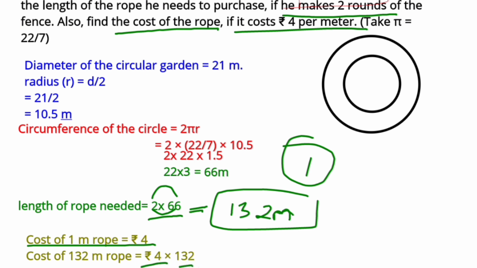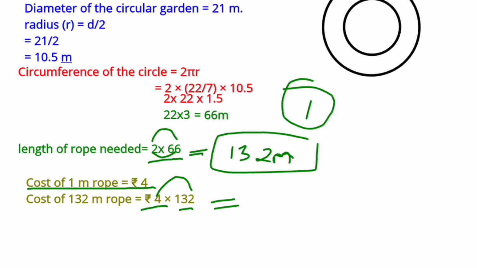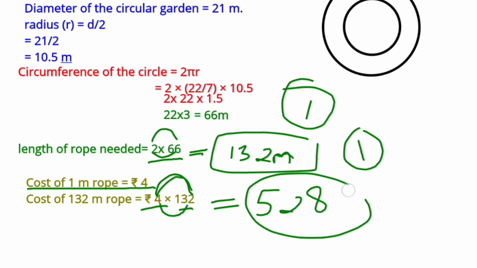4 into 132. Let's multiply it. 4 2s are 8. 4 3s are 12. 1 carry. 4 1s are 4 plus 1 is 5. So 528 rupees is the cost of the rope that is needed to fence the garden. I hope this is clear. Let's move on to our next question.